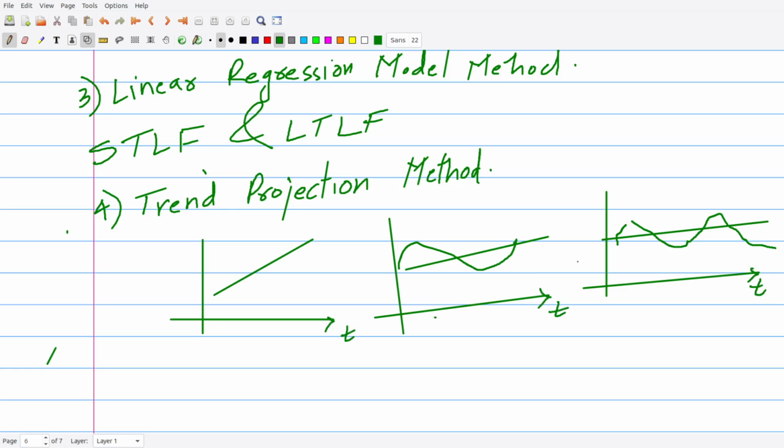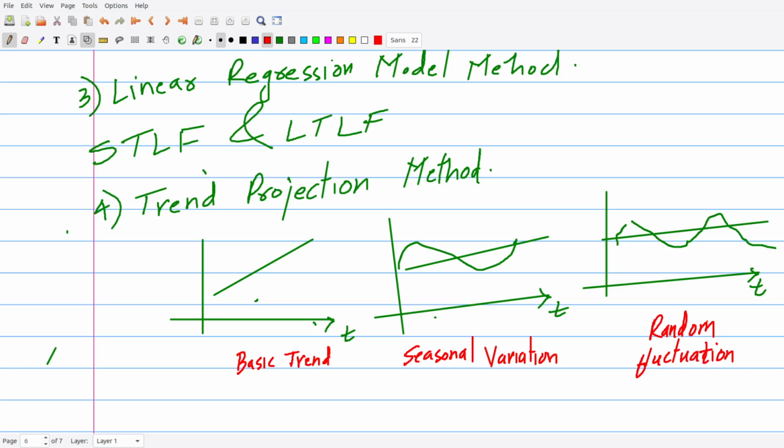And what is changing? This is what we can write here: basic trend. This is seasonal variation, and last is random fluctuation. So here trend curves are fitted to get variational aspects of load growth. So you can see different trends how they are fit. Basic trend there is no need, but seasonal variation, so you have to watch for a trend.